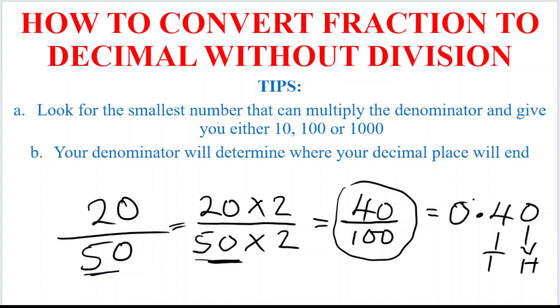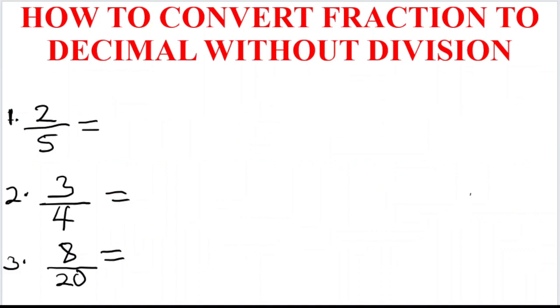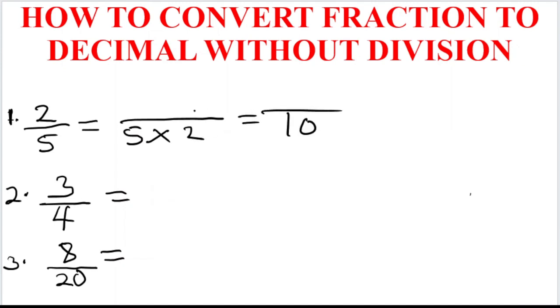Then let's go to our examples. Number one example, we have 2 divided by 5. So as usual, our denominator is 5. So look for a number that 5 can multiply. If 5 multiplies by 2, it will give me 10. Alright, so anything I'm doing to the denominator, I also do to the numerator. I'll also use 2 to multiply by 2, and then I'll get 4. Then I can now say 0.4. So the 4 is in the place value of 10. So 4 over 10 is the same thing as 0.4.